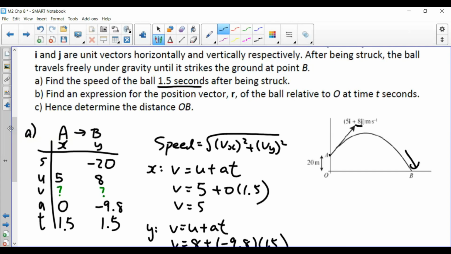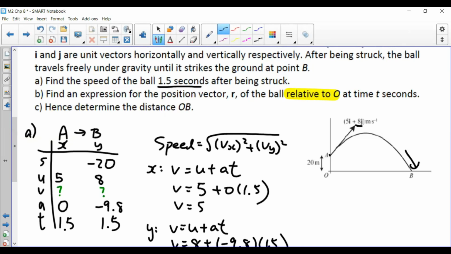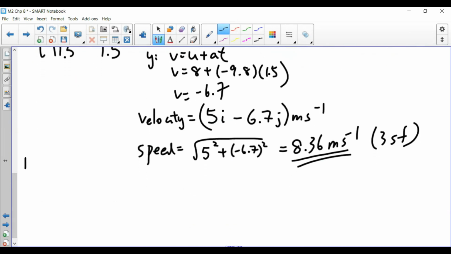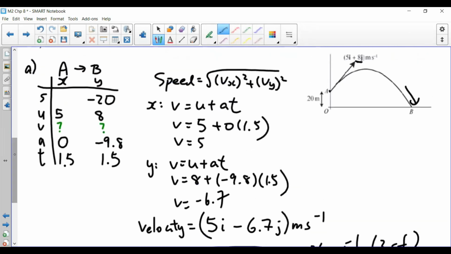Part B, find an expression for the position vector r of the ball relative to O at time t seconds. If you have a highlighter, highlight the word relative. Now, to find a position vector, essentially that's finding the displacement. So we want to find Sx, using the SUVAT from part A to help us.